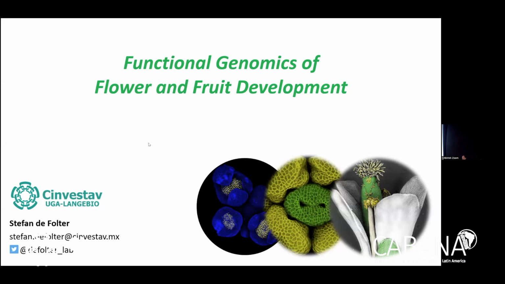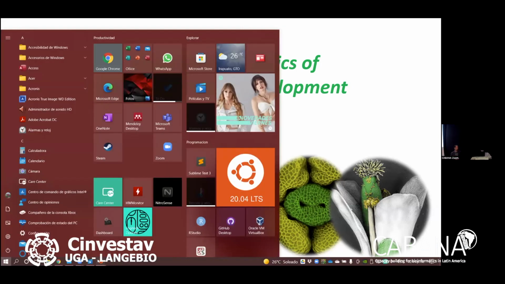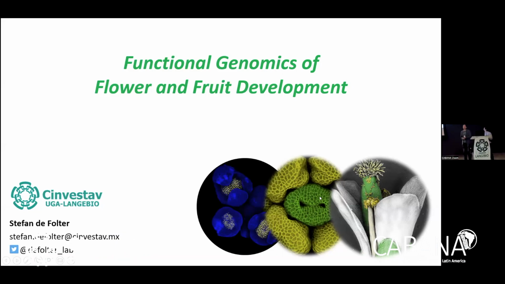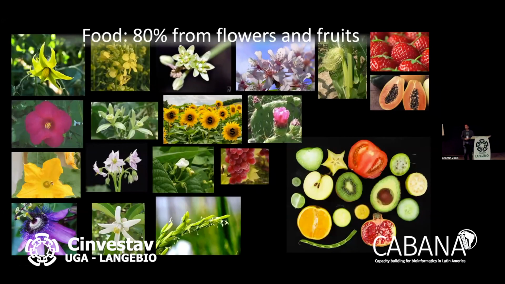Now, especially as today we talk about food, I think it's nice to talk about where our food comes from. To remind you, as it says below the bar, about 80% of the food that we eat daily comes from flowers and fruits. So, well, it's an understatement to say it's very important.